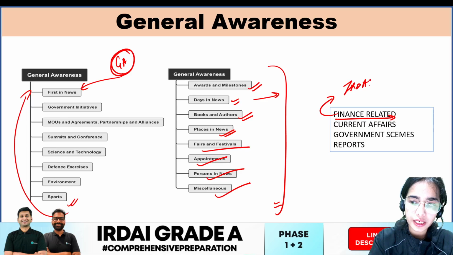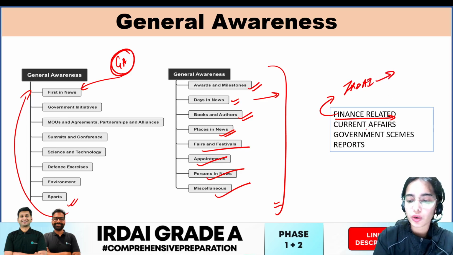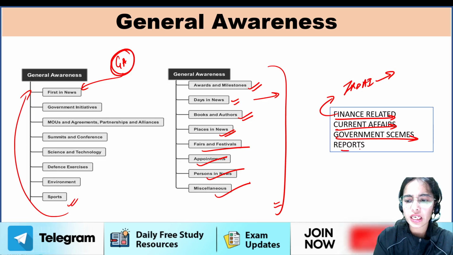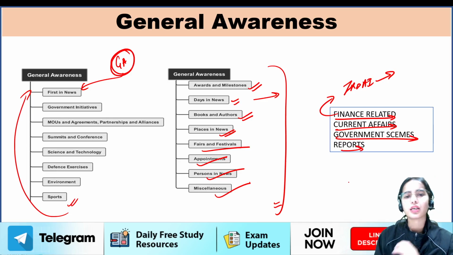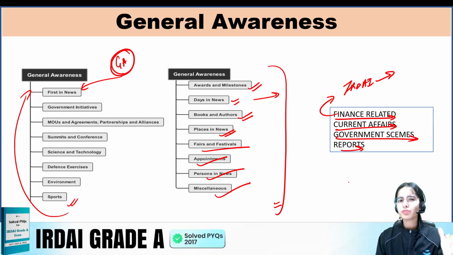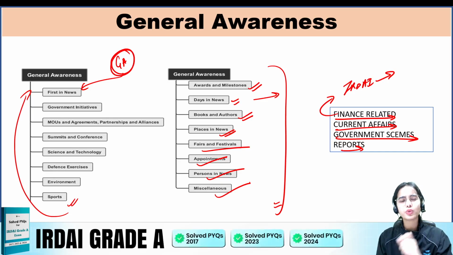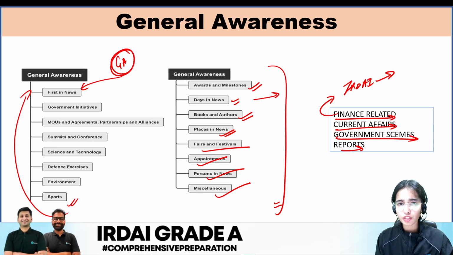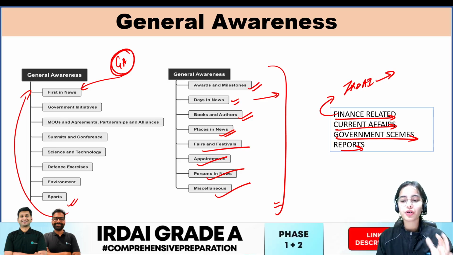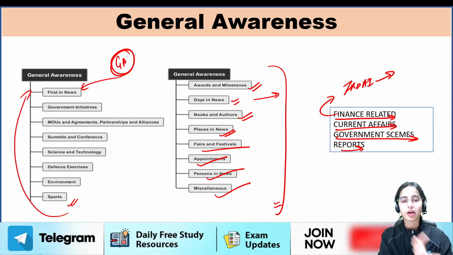IRDAI-related news has to be focused on. Current affairs, government schemes, reports. These are the areas that you have to focus on. Government schemes, basically the government schemes that have been in the news in the past 2-3 months, reports that have been in the news in the past 2-3 months, or, to be more safe, the past 4-5 months, and the IRDAI-related circulars in the past 4-5 months.